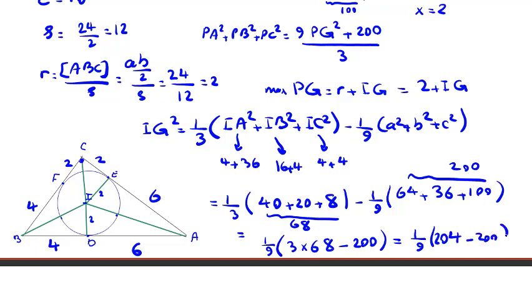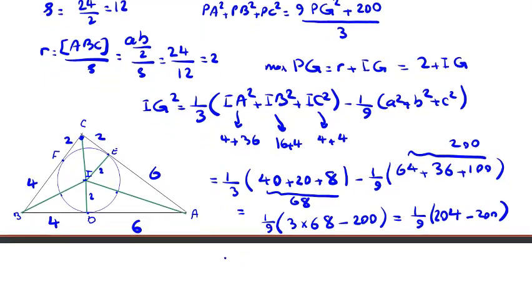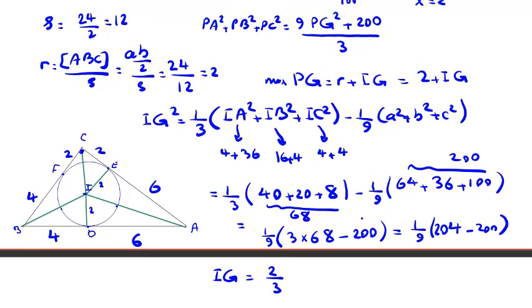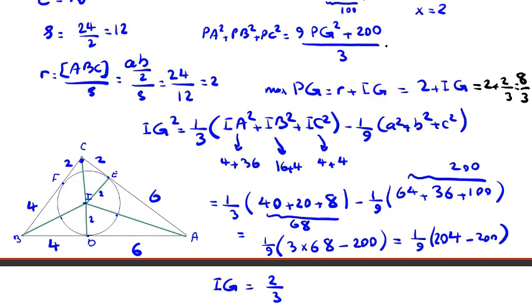Now we found IG is 4 over 9, square root of that is 2 over 3. Now, if we replace here, let's write the rest of that in black: 2 plus 2 over 3, which equals 8 over 3. So maximum PG is this.